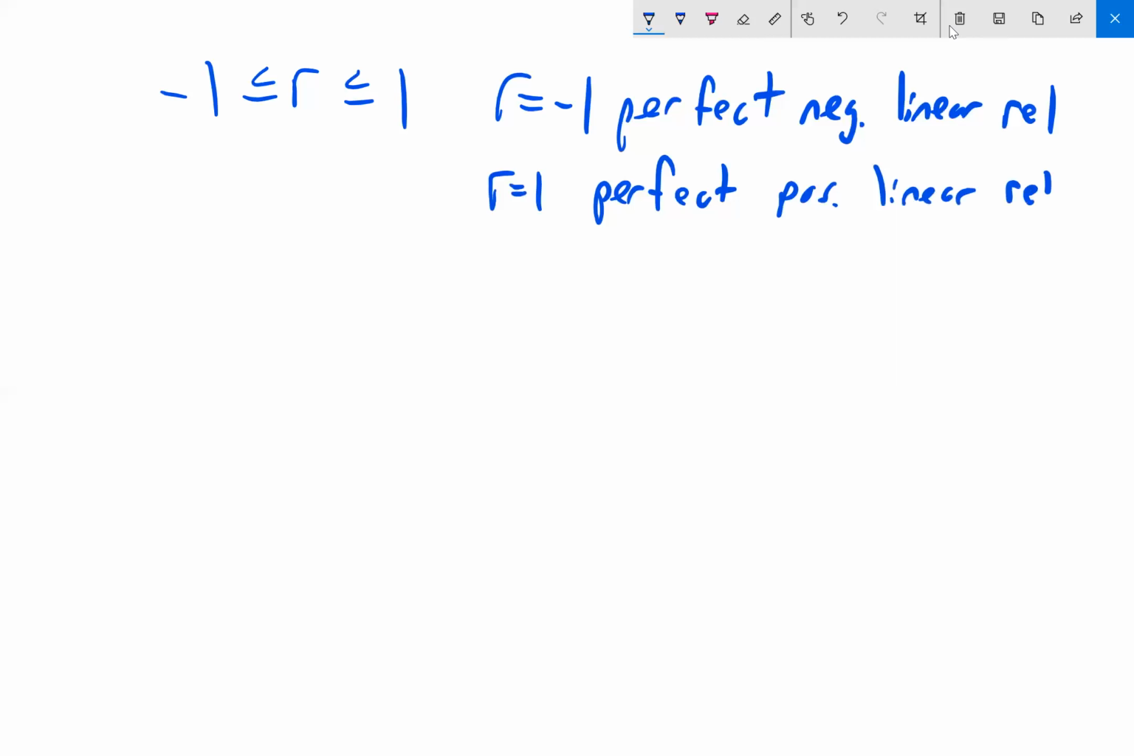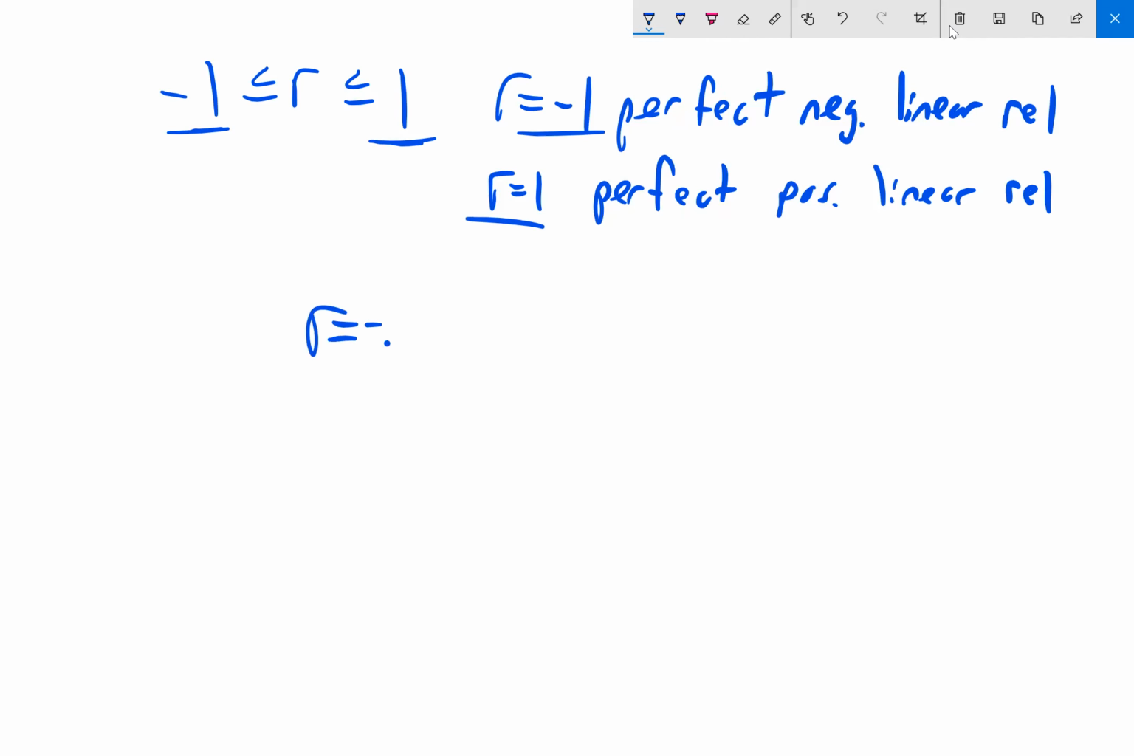Meaning that for R equals -1, all of the data points would lie on a single line that has a negative slope. And if R is equal to +1, then all of the points would lie on a line that has a positive slope. And then you get varying degrees of strength of the relationships. But the closer they are to either -1 or +1, in general, the more powerful they are.